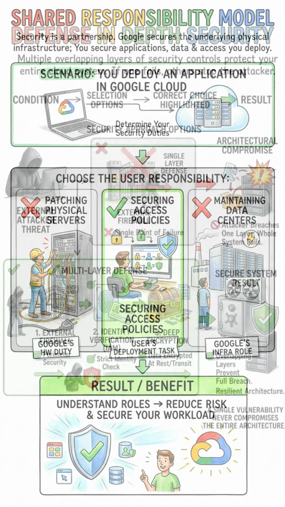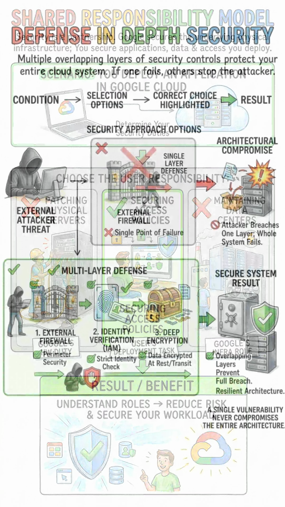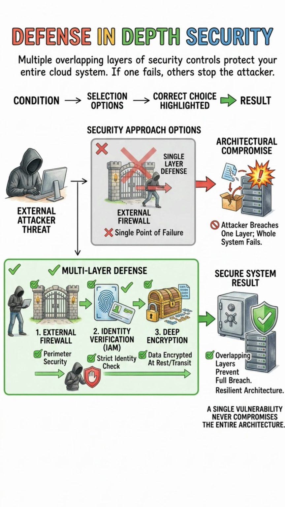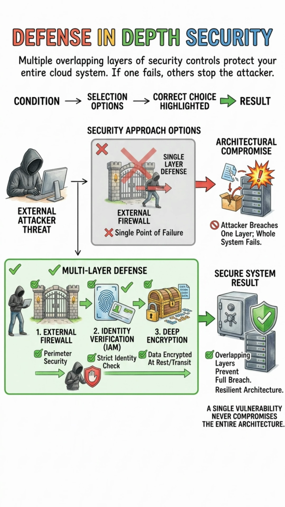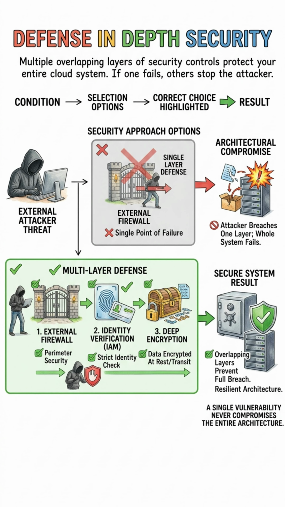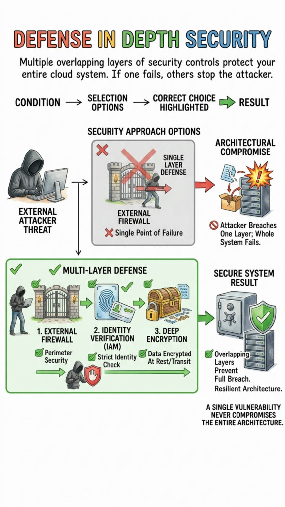A core philosophy in cloud architecture is defense in depth, which means applying multiple layers of security controls throughout your system. If an attacker breaches one layer, such as an external firewall, they will immediately face another barrier, like strict identity verification or deeply encrypted data. Designing with overlapping security layers ensures that a single vulnerability never compromises your entire architecture.